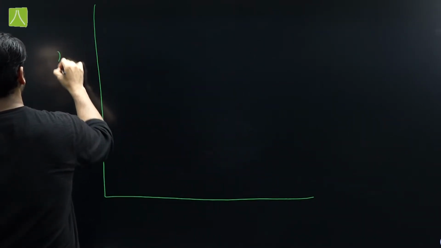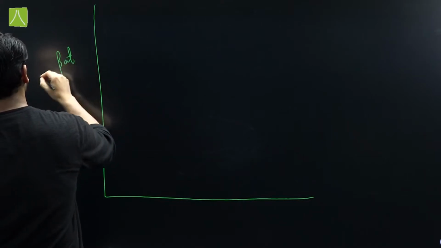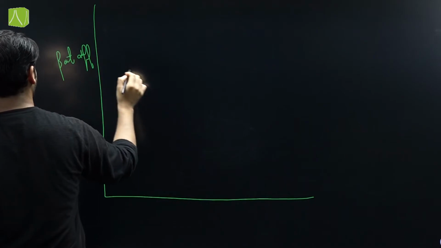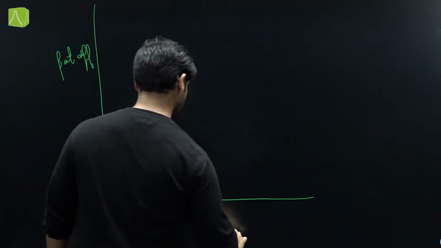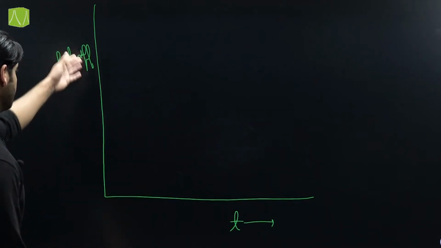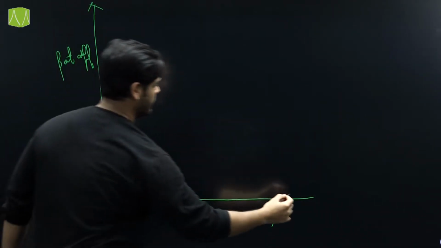This is a potential, yeah, potential difference of cell membrane. This is the time. We can say it is the time axis. This is a potential axis. This is a time axis.